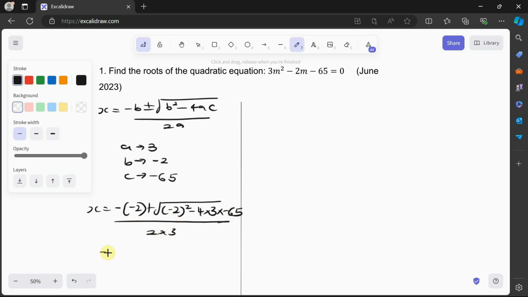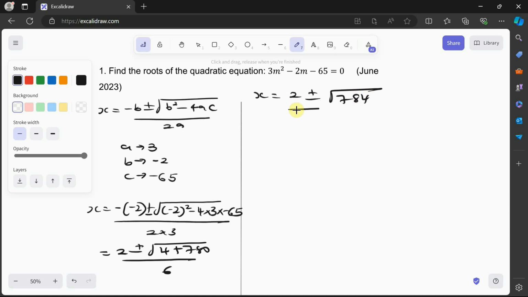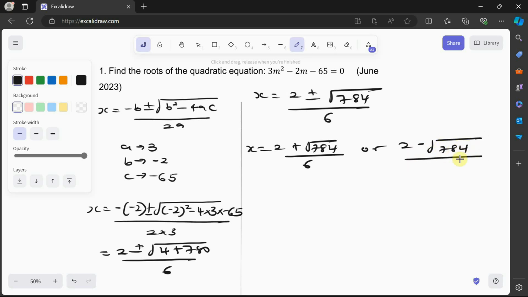So let's just try to simplify. This is 2, plus or minus square root of 2 squared is 4 minus 4 times 3 times minus 65. That will give us 780. So that is plus 780 all over 6. So we could say our x is equal to 2 plus or minus square root of 784 all over 6. So we could just break down and say x is equal to 2 plus square root of 784 all over 6, or 2 minus square root of 784 all over 6.